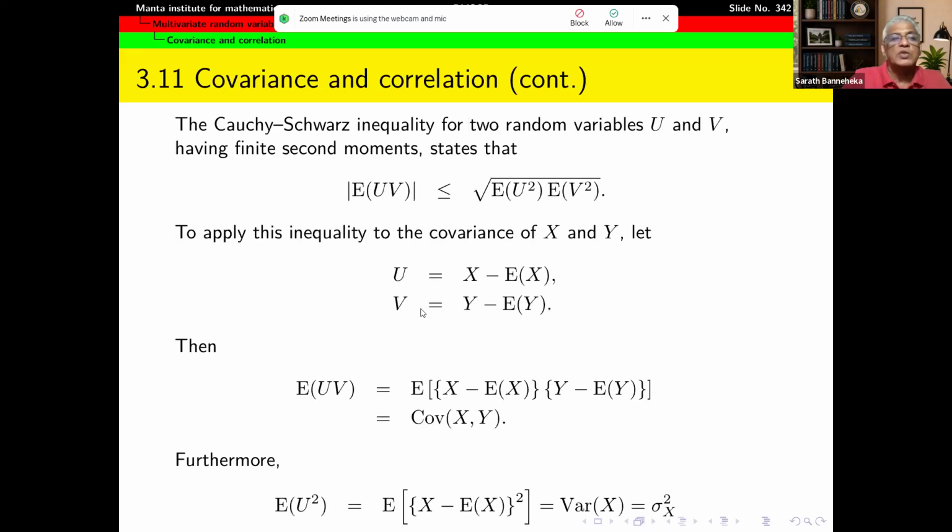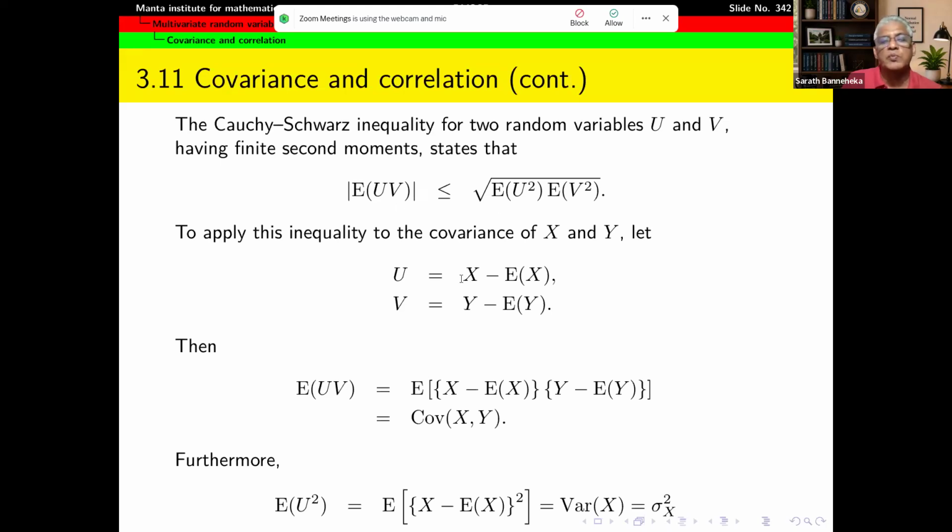But let me remind you of the Cauchy-Schwarz inequality. We have already discussed this some time ago in our course. We looked at several inequalities in that lecture. The Cauchy-Schwarz inequality for two random variables u and v having finite second moments, that means the expected values of squares, we have to assume they are finite. Then it states that the absolute value of the expected value of uv is less than or equal to the square root of the product of the expected value of u squared and the expected value of v squared. So this expression.